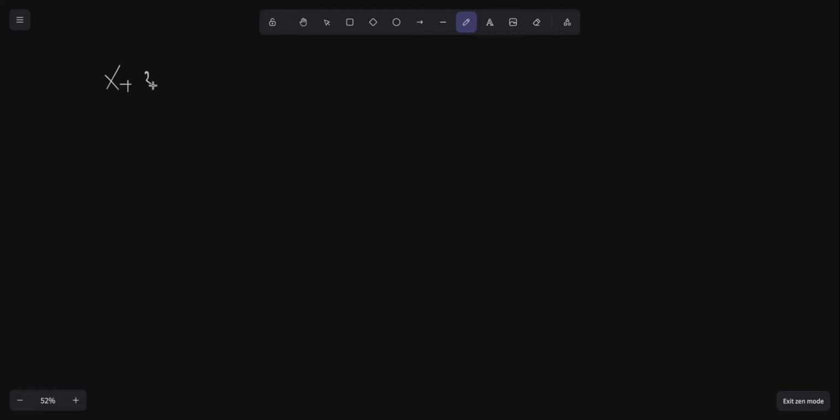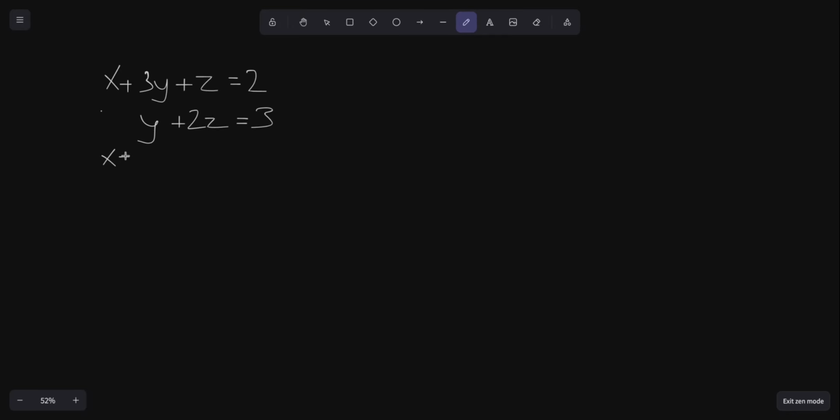So let's say I have x plus 3y plus z is equal to 2. And let's say I have y plus 2z is equal to 3. And then I have x plus 3z equal to 5. How can I solve this system of linear equations?